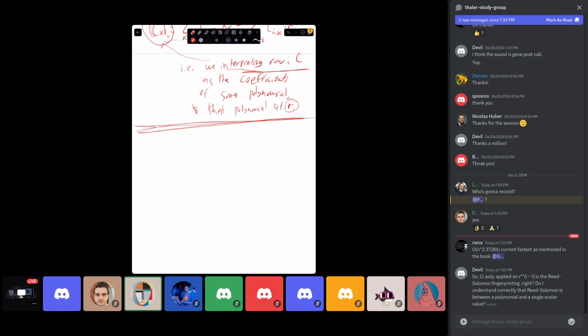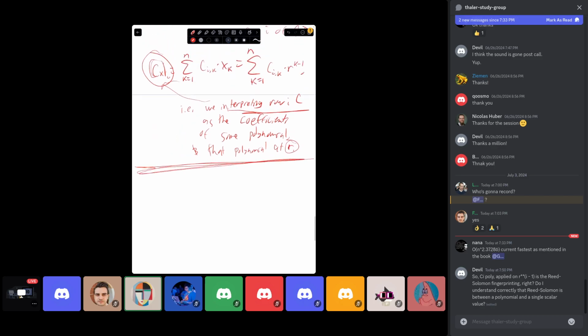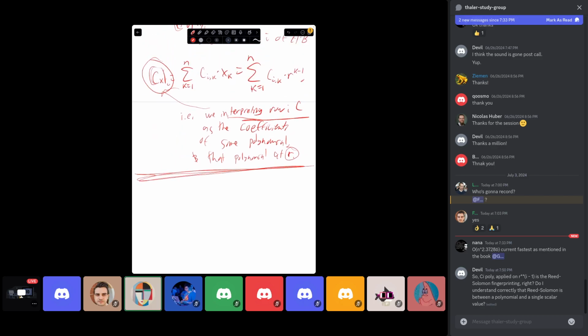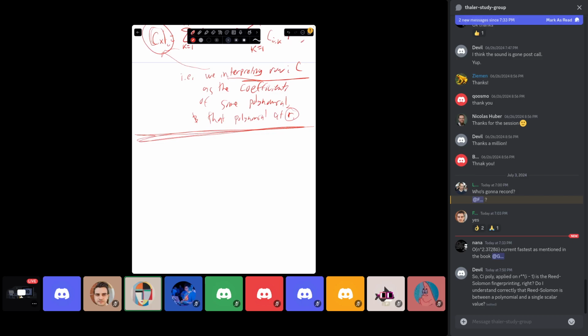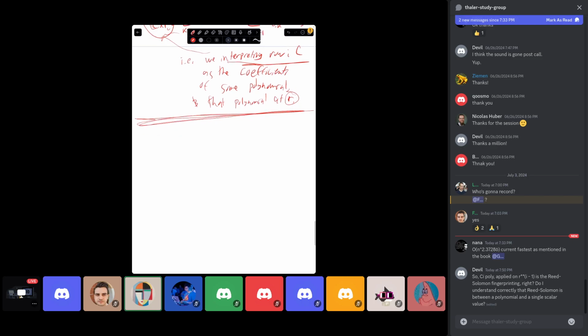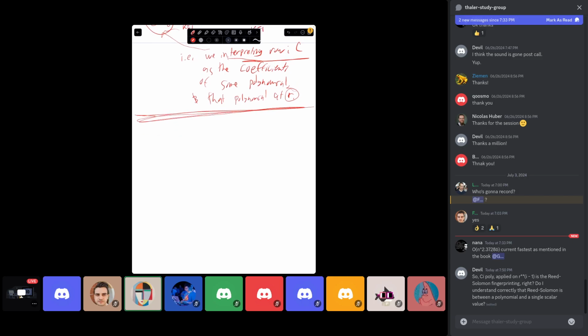Excuse me. Yes. What would change if vector x would be composed from just all random numbers and not powers of a single random number?